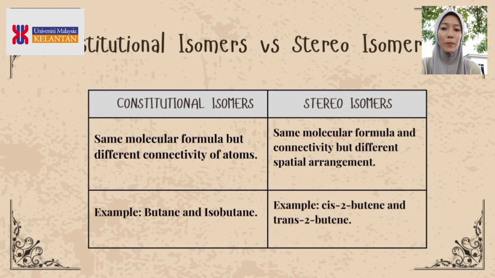Stereoisomers, on the other hand, have the same formula and the same connection, but their atoms are arranged differently in space. A simple example is cis-2-butene and trans-2-butene. They look almost the same, but their 3D shapes make them behave differently.